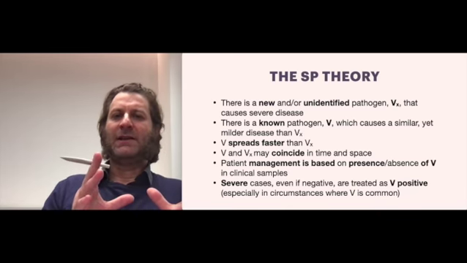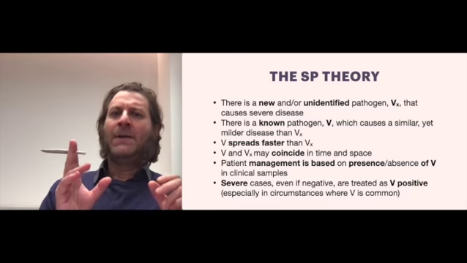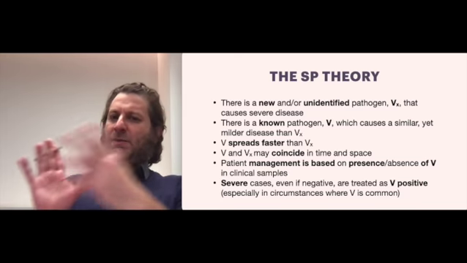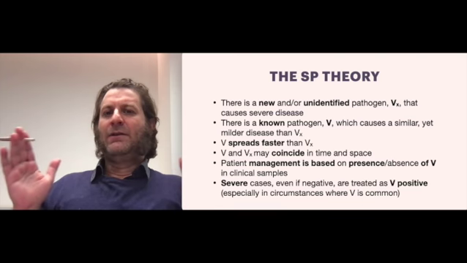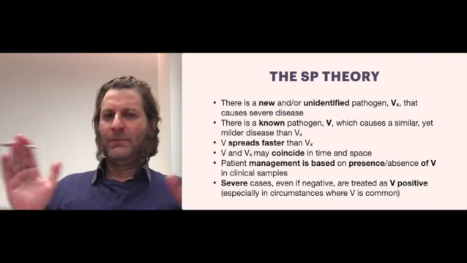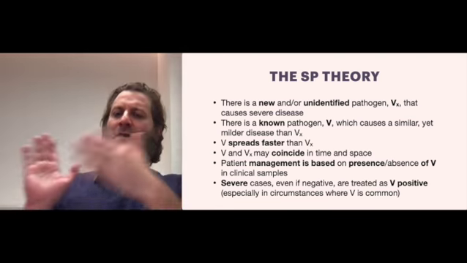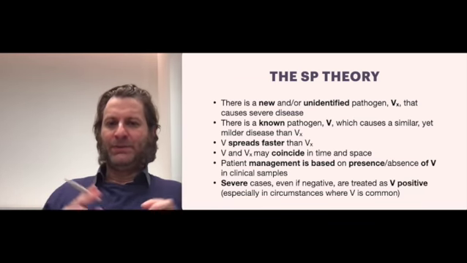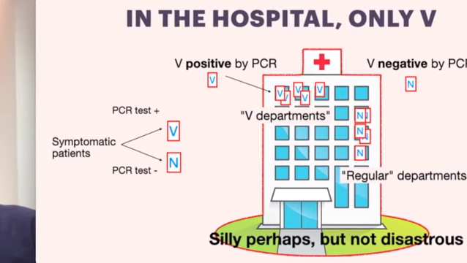You see that they're very sick, and you think that V makes people very sick, so you put them together. Severe cases and V positive cases, molecularly V positive cases, go to a special ward which is called the V ward. What happens in the hospital?